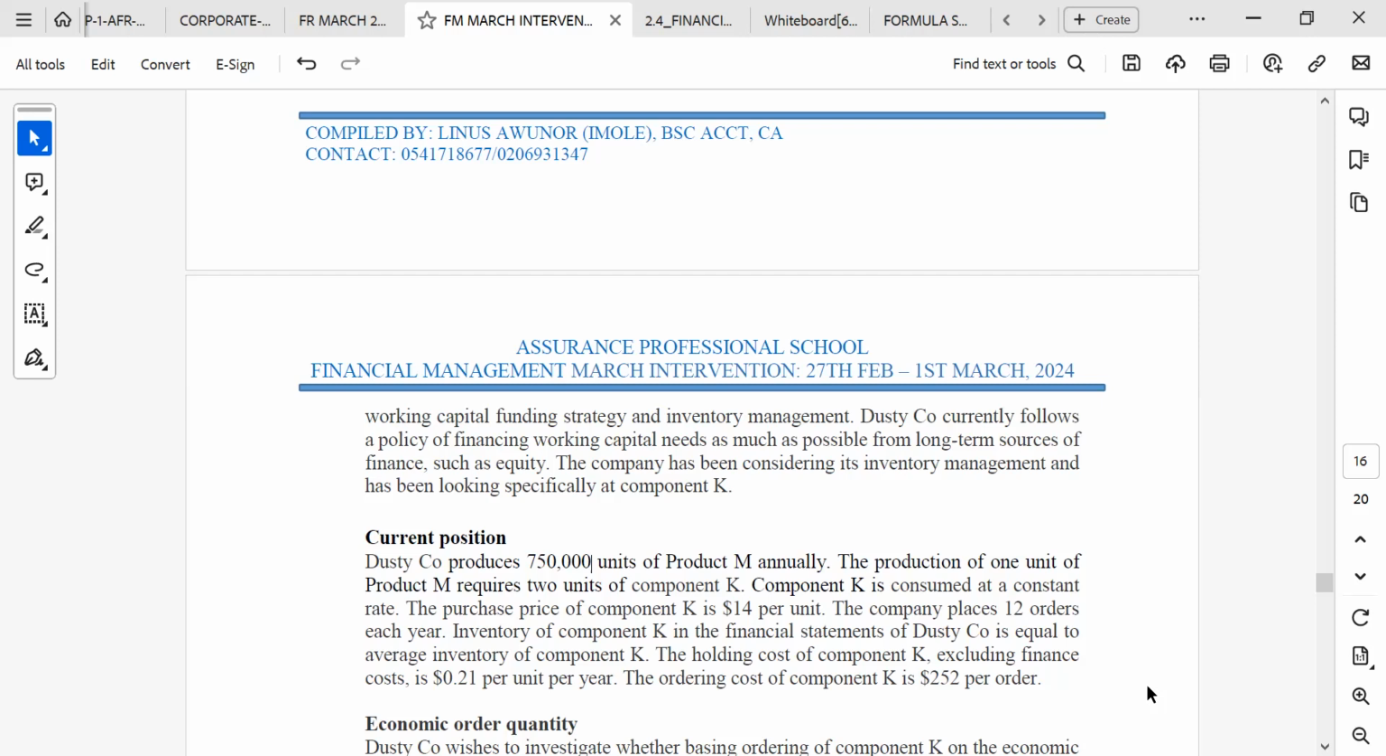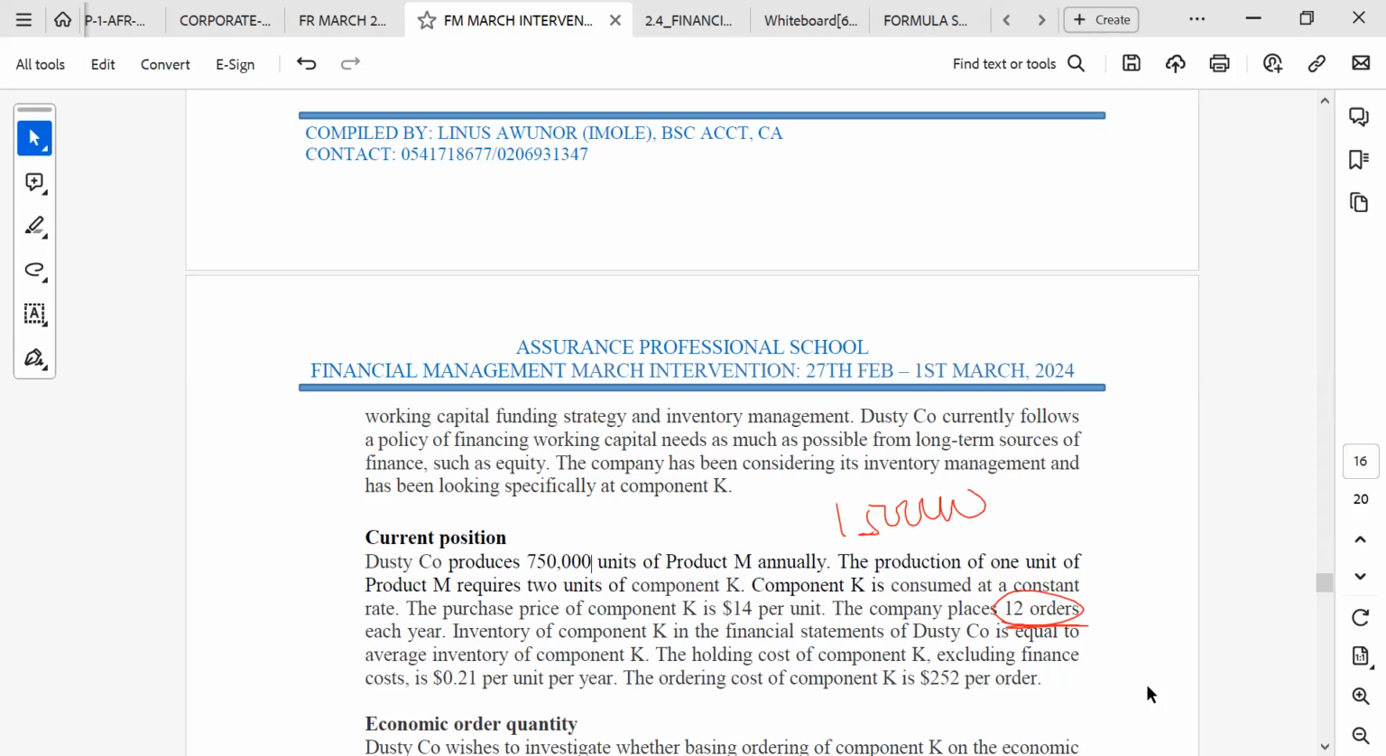Our number of orders is 12. So it means that for us to be able to get the 1.5 million goods, we have to place an order 12 times. The question now is, for every order, how many units are we getting?